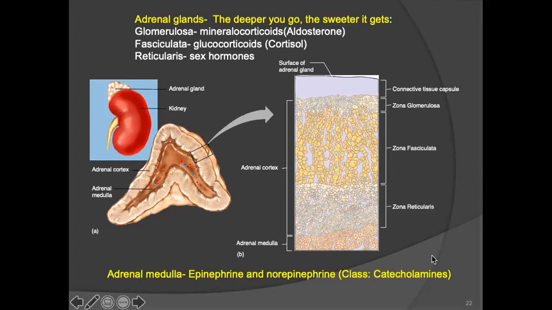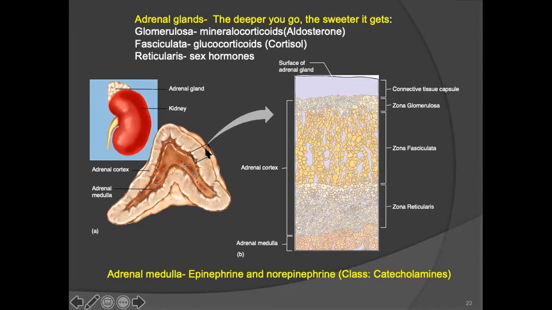The class of hormones is the catecholamines. Get the spelling as close as you can, you'll get credit. And then the specific hormones are epinephrine and norepinephrine. On the exam, I might just ask for one of the specifics. So either one of these would work. If you want to put both, that's fine too. But one or the other or both will be okay.